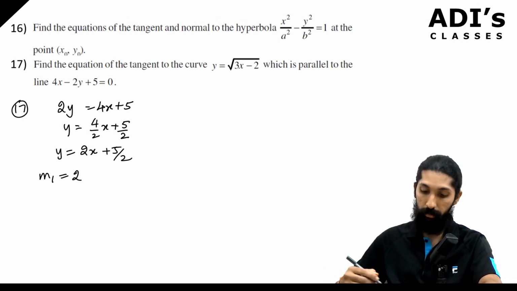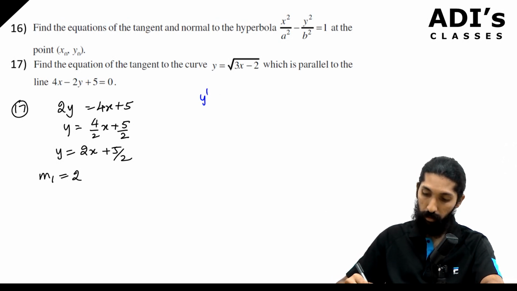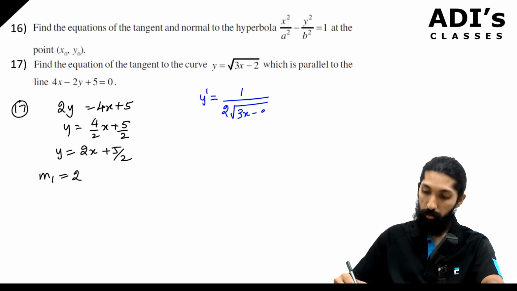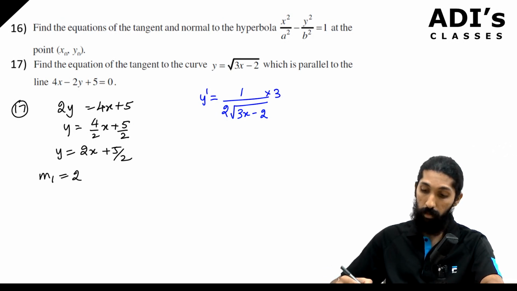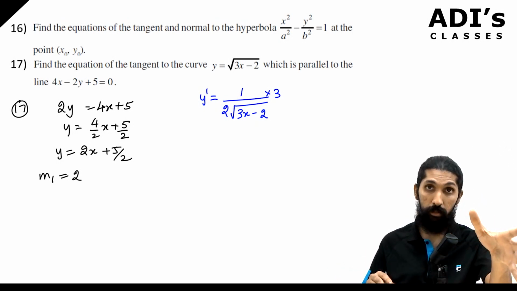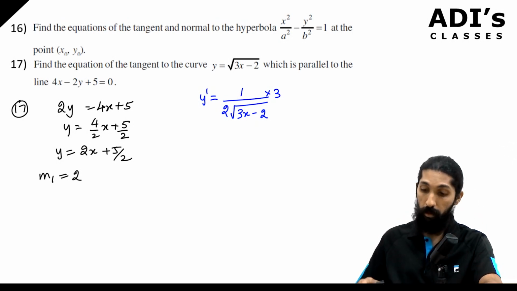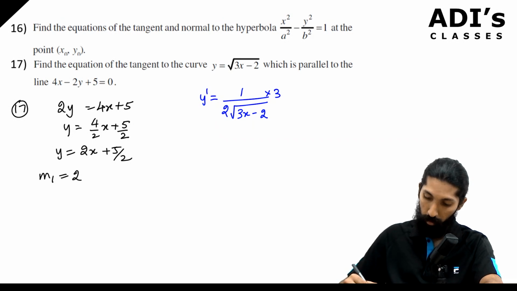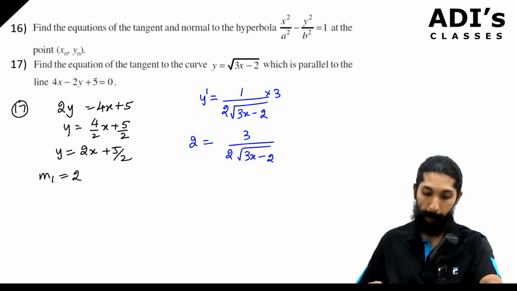That means what we can write now is y dash, calculate. y dash is equal to 1 by 2 root 3x minus 2 into 3. Now, this value is equal to 2. The slope of the line is equal to the slope of the tangent, which is basically the derivative. So we can write 2 is equal to 3 by 2 into root of 3x minus 2.